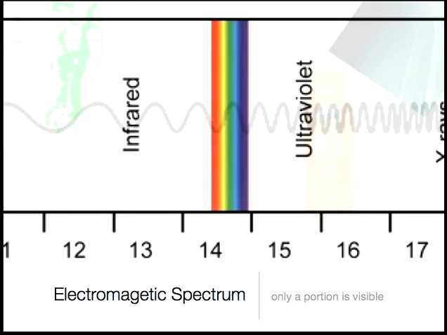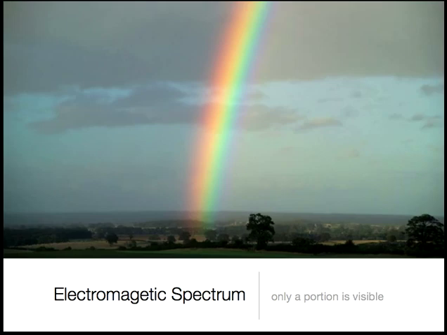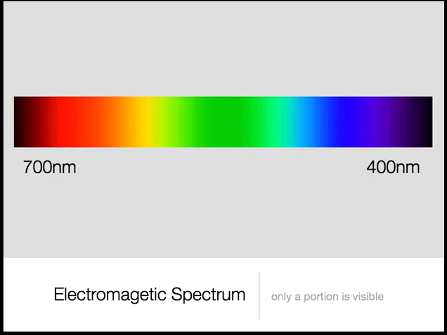Species that evolved on different planets might be able to detect different things. So the visible spectrum is only a small portion of that. Generally we can see roughly between 700 nanometers and 400 nanometers in wavelength. Okay? So we can see that portion.